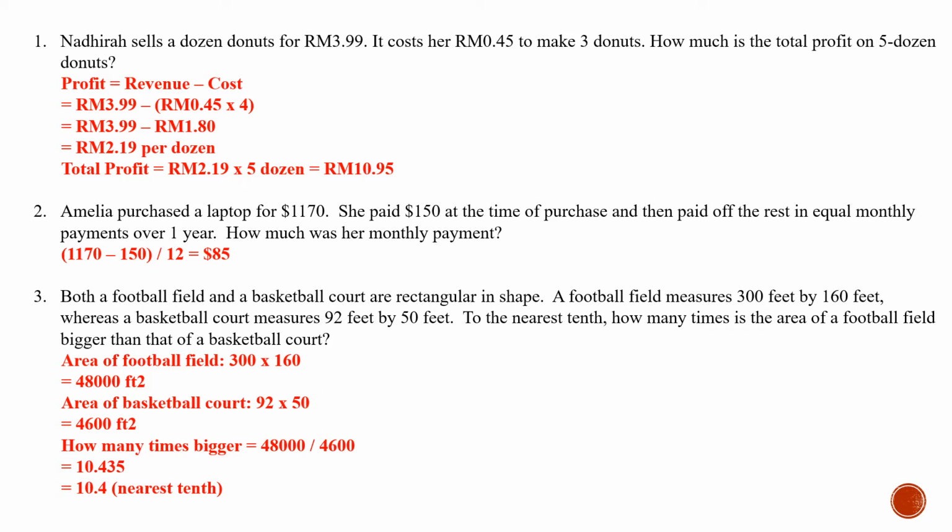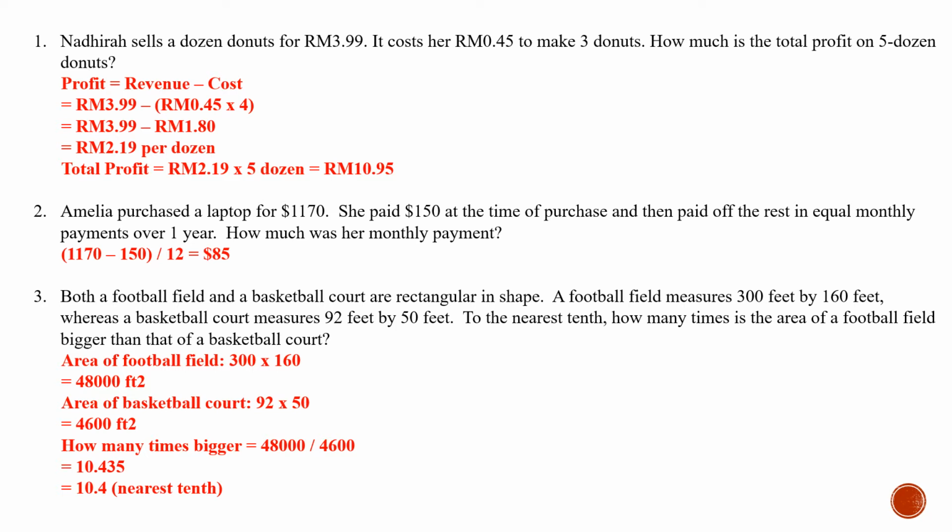Amelia purchased a laptop for 1170. She paid 150 at the time of purchase. That's like a deposit, okay? And paid the rest off in equal monthly payments over 1 year. So you take 1170, you minus 150 first. Why do you minus 150 first? Because she paid that off first. Okay, and then you divide it by 12 to find the monthly payments.